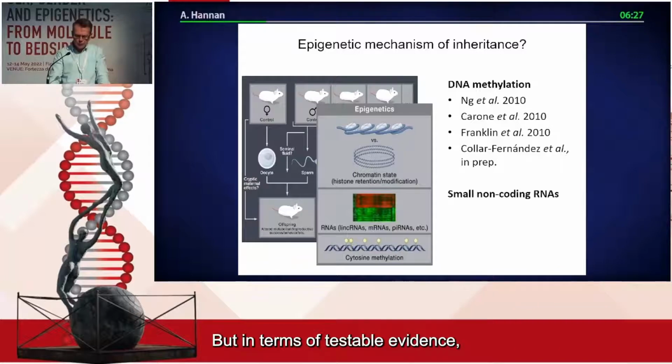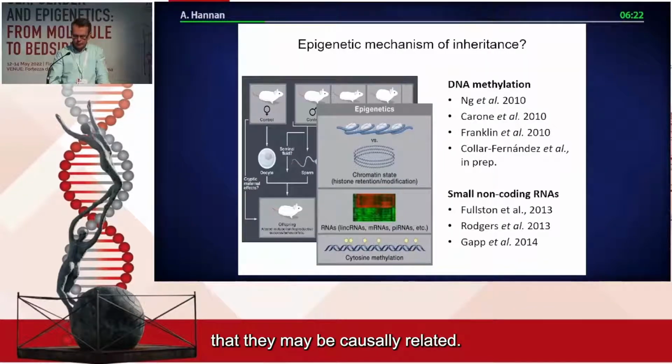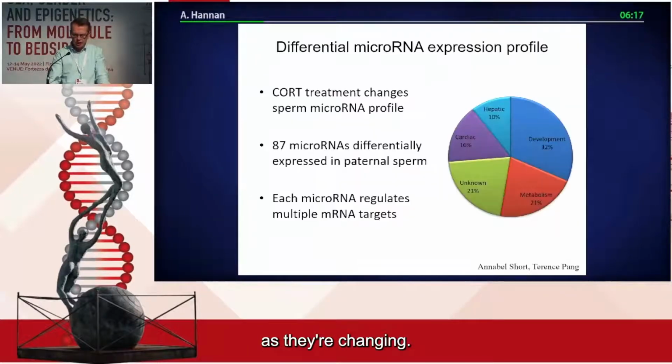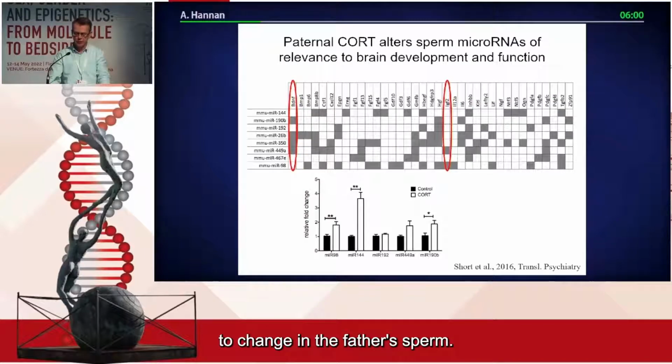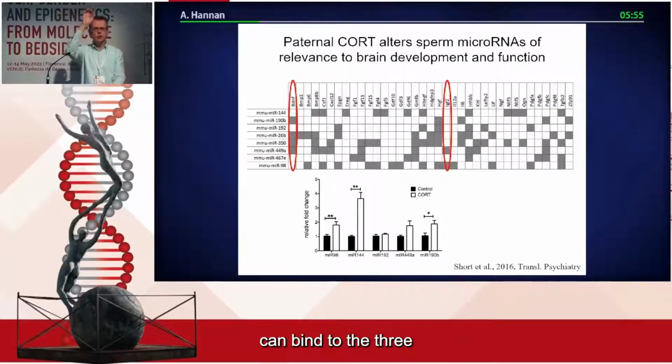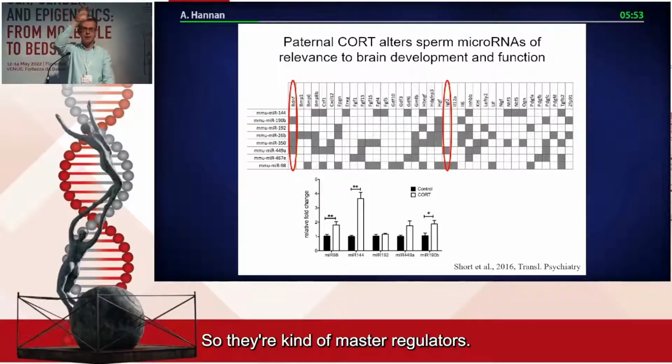But in terms of testable evidence, we think these non-coding RNAs, we're a bit more confident that they may be causally related. And I'll speak about our evidence that they're changing. So we isolated the small non-coding RNAs from the sperm. Kui Shen gave a lovely talk yesterday on his work that's been pioneering in this field. And we found that the increased cort, or stress hormone, caused many microRNAs to change in the father's sperm. And each microRNA can bind to the 3' UTR of multiple targets, so they're kind of master regulators.